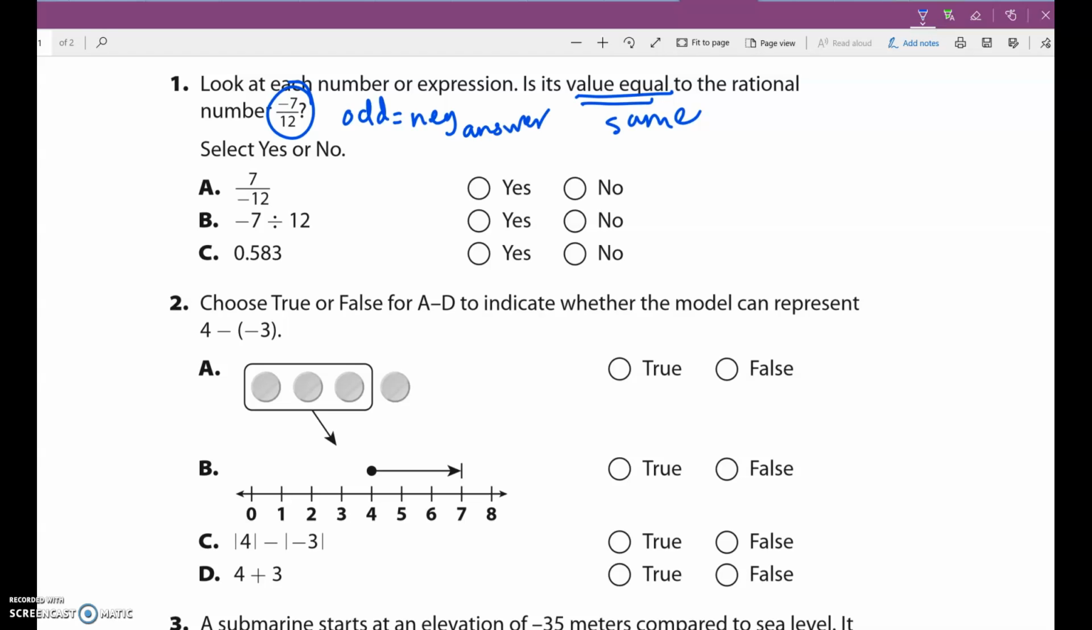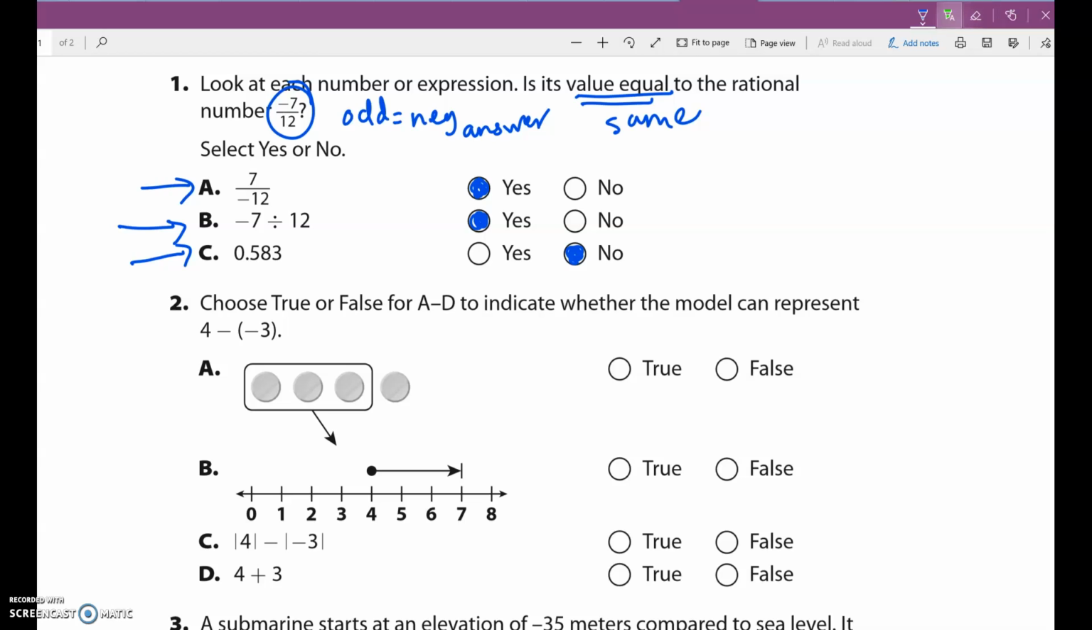Ask yourself this question. Does A have a negative answer if we did 7 divided by 12? Ask yourself this question for B. 7 divided by 12, does it have a negative answer? And look at C. Does this have a negative answer?